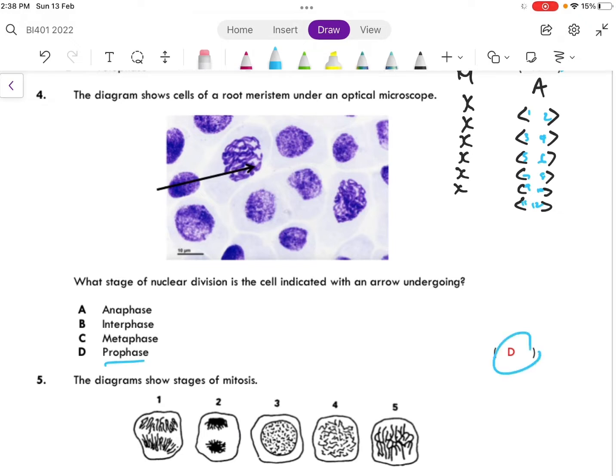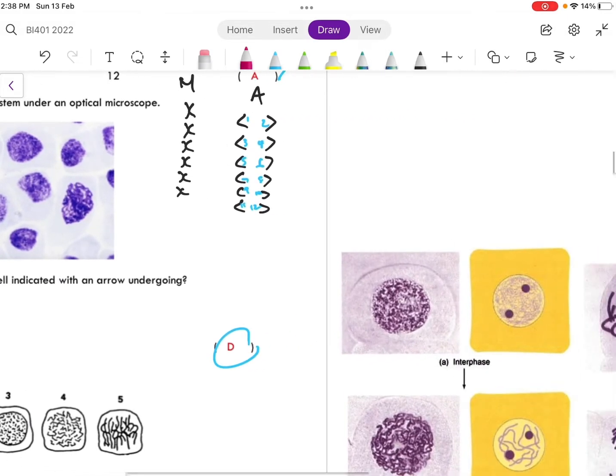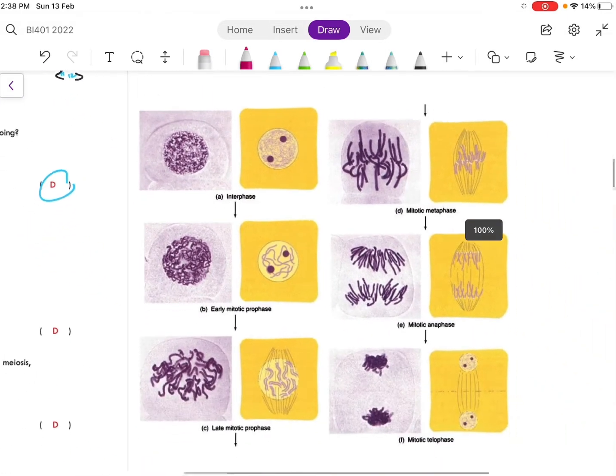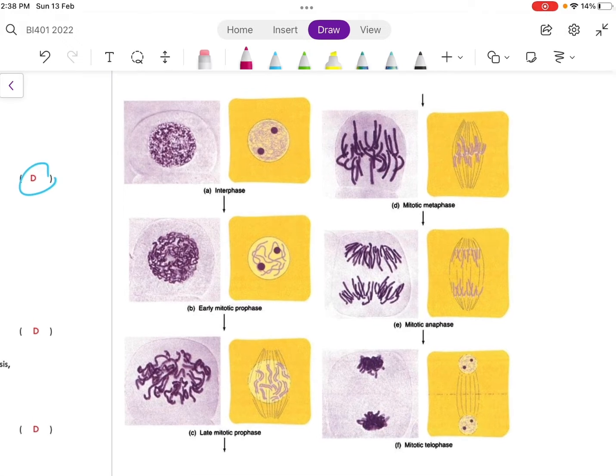But how do we tell? I would like to give you some tips on how to identify cells in their various stages, just based on photograph. Because you'll find that the diagram versus the photograph is a very different thing. So let's have a look.